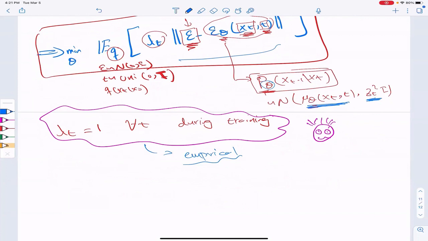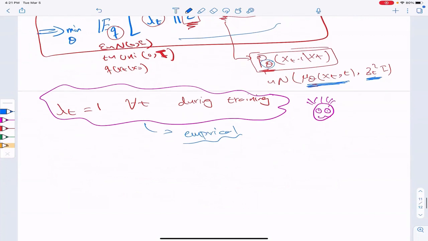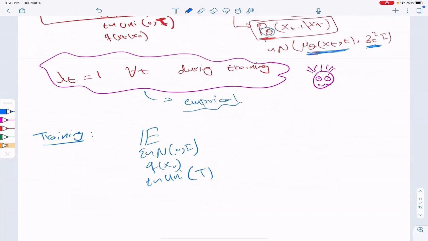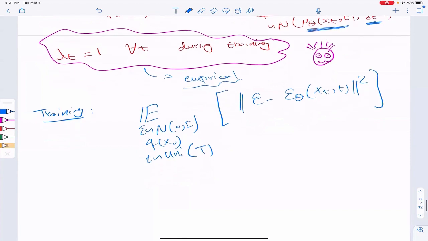So bottom line is, at the end of the day, in the training phase, just solve this optimization. You take a sample, you pick one of your training examples from q(x0), you pick a time uniformly between 0 and t, and train a network to minimize this objective. That's the optimization for the training.